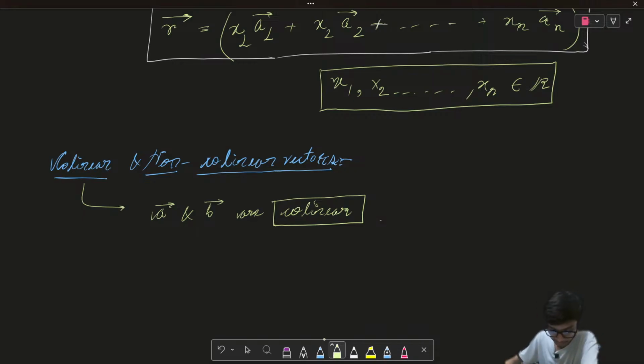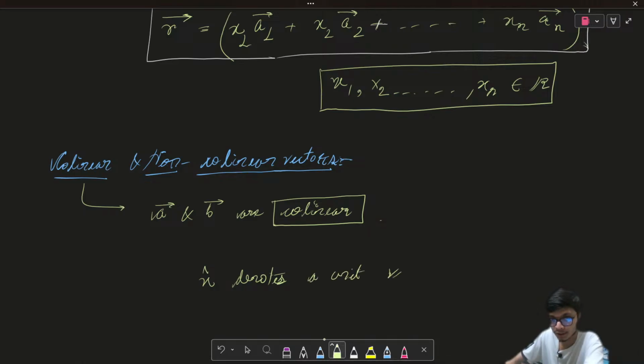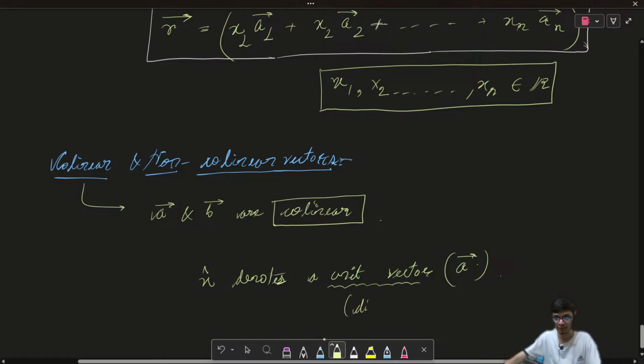So let us say a vector and b vector are two collinear vectors, and let us say x cap denotes a unit vector. For a vector, this unit vector is basically used to represent the direction. So this is representing the direction of a vector, right? So x cap denotes the direction of a vector.